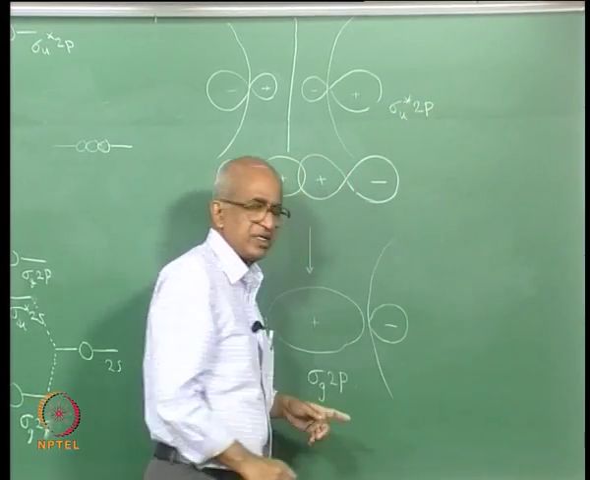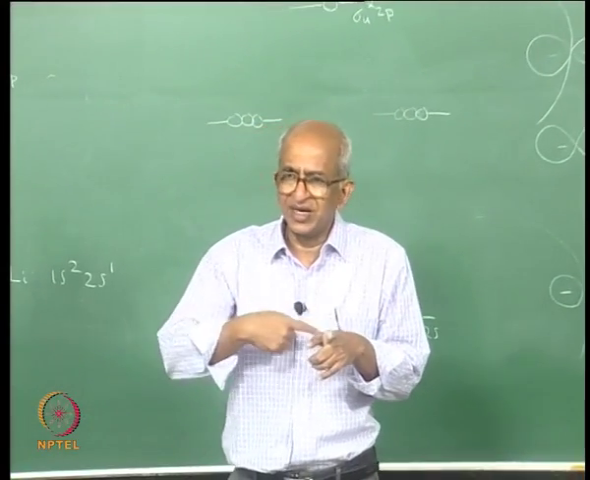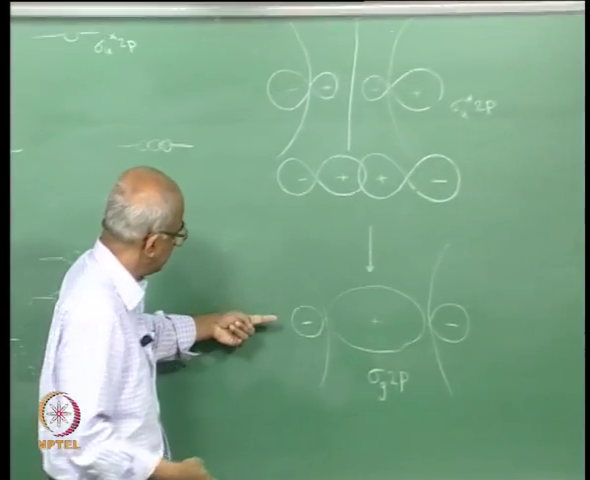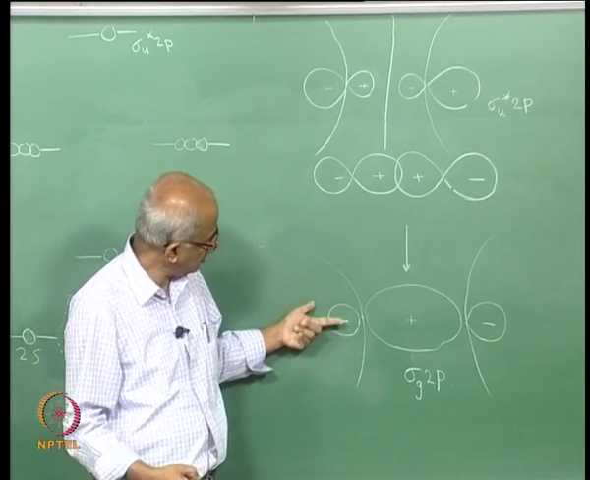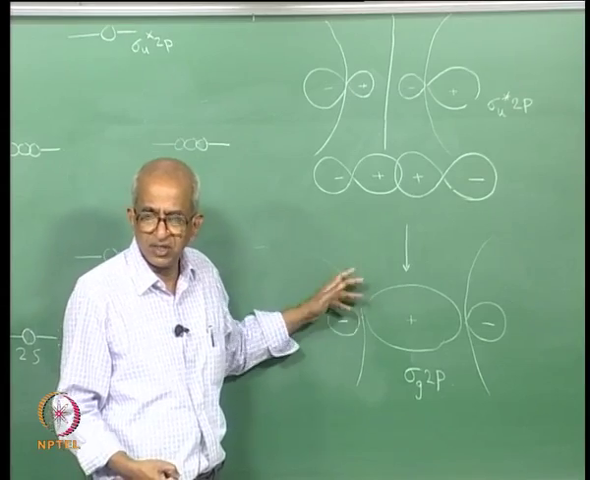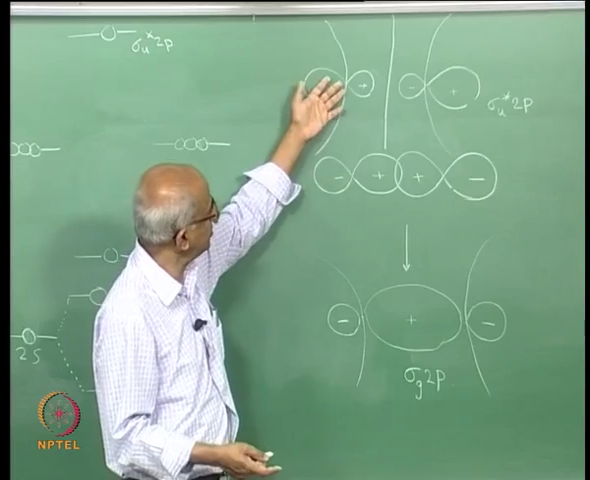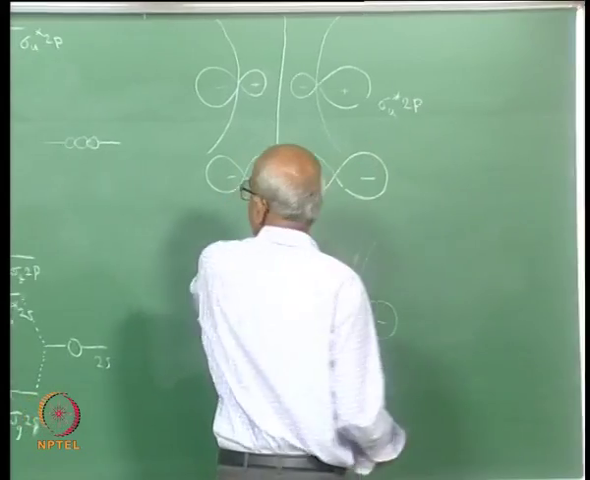And what does sigma mean? It is just the same as I have told you earlier. These are orbitals that have cylindrical symmetry about the z axis, about the internuclear axis. You can see that if you rotate this orbital about the internuclear axis, the appearance of the orbital remains unchanged, and that happens with this also. So, these are sigma g 2p and sigma u star 2p.